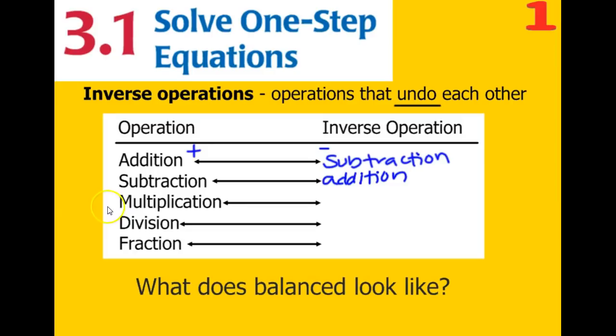Then multiply. I'm going to multiply something. The opposite of multiplying. If you're unsure, look at PEMDAS too. These two go together in the order of operations. Multiplication is the opposite of division. Therefore, the opposite of division is multiplication.